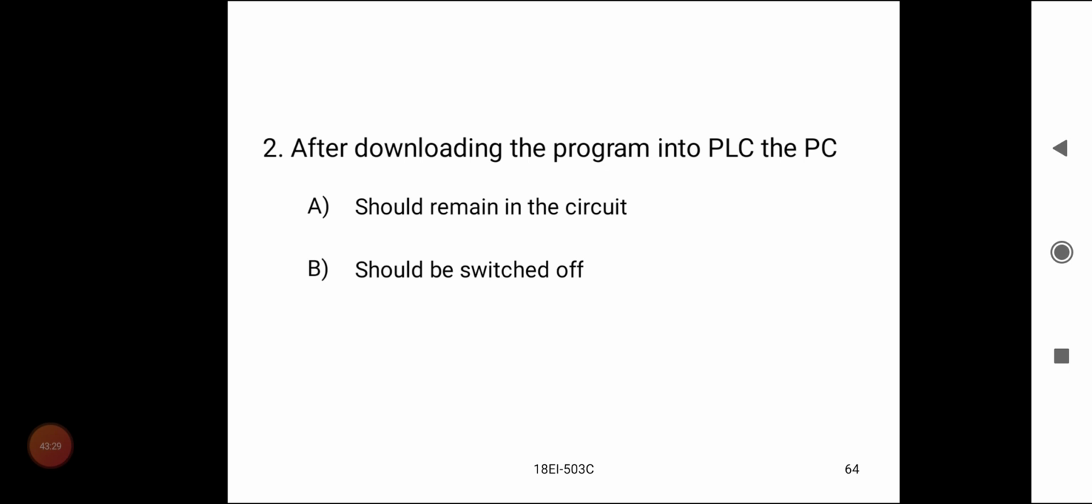Question 2. After downloading the program into the PLC, the PC: A. Should remain in the circuit. B. Should be switched off. C. Can be disconnected. D. None. The answer is C. It can be disconnected.